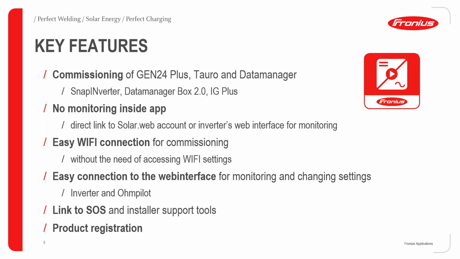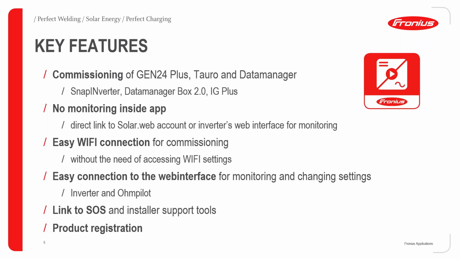This is easy for Wi-Fi connection for commissioning, so you don't have to do any Wi-Fi settings. As soon as you initiate the Wi-Fi access point in the inverter and open this app, it can find the inverter easily. And also it's very easy to connect to the web interface page of the data manager or the Gen 24 Plus in case you want to change any settings of the inverter, for example, dynamic power reduction or load management, or if you want to add an OHMPILOT to your system.